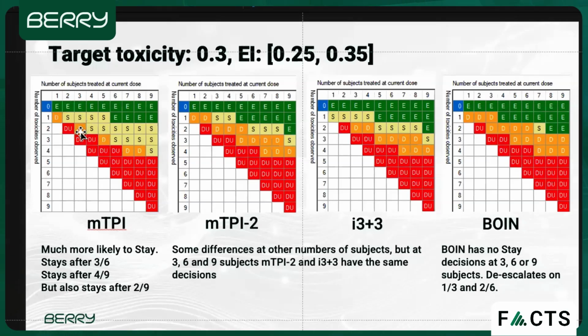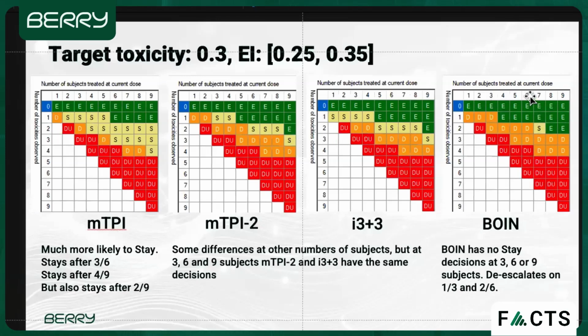So for 3 subjects, we can see MTPI, MTPI2, and I3+3 are all the same. They're escalate, stay, de-escalate, de-escalate, and do not return. Boyne is different in that it's got no stay. If you test 3 subjects on a dose, you will never stay on that dose. You either escalate or de-escalate.